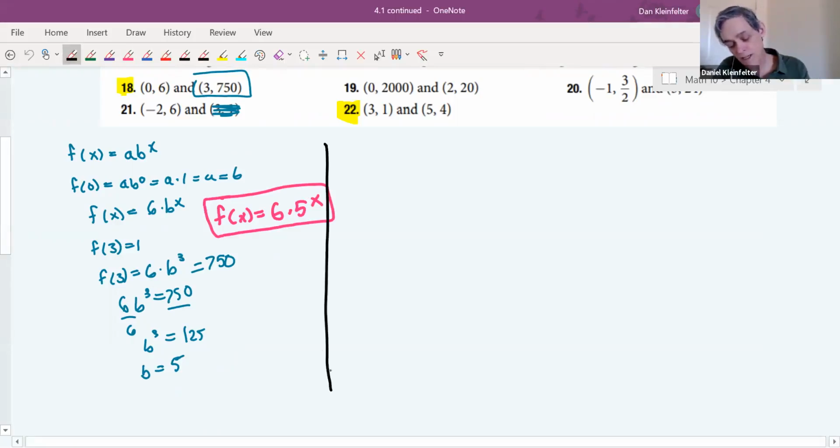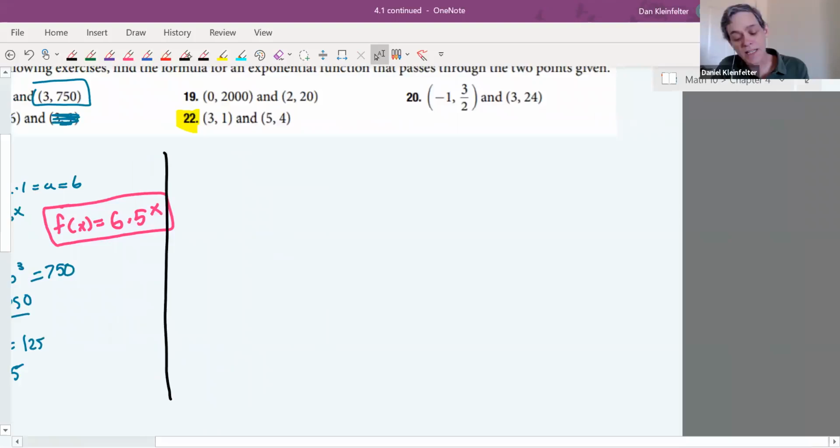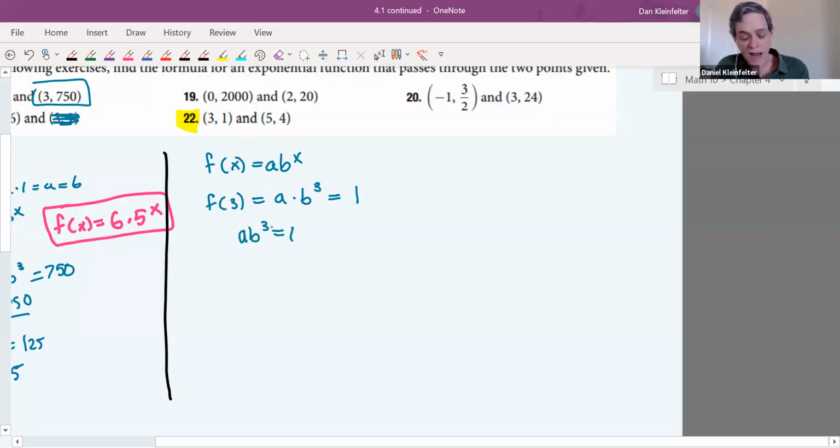So let's try 22 next. We're going to do the same basic thing, but just two different points. So again, this time f of 3 is equal to 1. Our function is supposed to look like ab to the x. Since we know f of 3 is equal to 1, we'll have f of 3 is a times b to the third power. Our x is 3 here. And so that is supposed to equal 1. So we have ab cubed equals 1. That's one fact about a and b that we know.